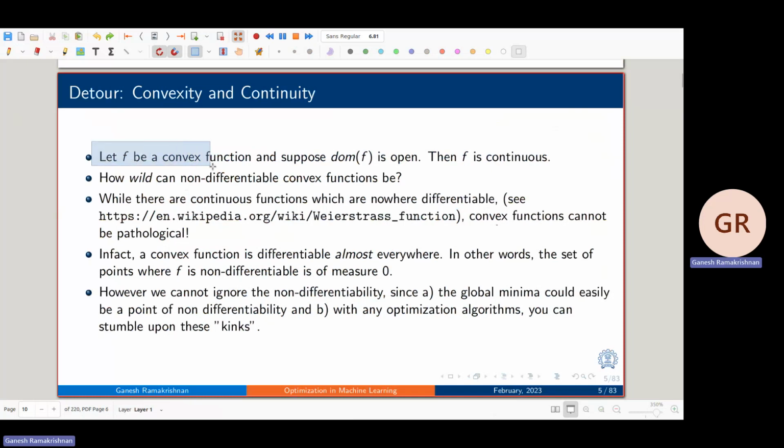On the other hand, if f is a convex function and the domain of f is open, then f is actually continuous. So continuity generally holds if the domain is open. Differentiability has a bit of slackness. It's possible not to be differentiable in some places, but almost everywhere it's differentiable. Okay, that was a small detour.